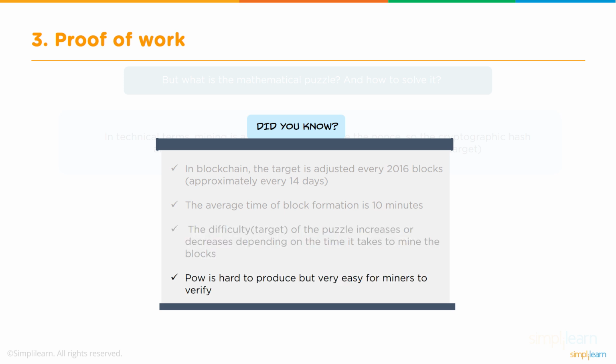Proof of work is hard to produce but very easy for miners to verify. So the point to be noted here is, once the block is hashed, the remaining miners are supposed to validate the work which one miner has done, but they are not required to find the nonce again. So basically, the miner who is supposed to earn the Bitcoin has done the hard work, but the other miners on the network just have to verify his validation.